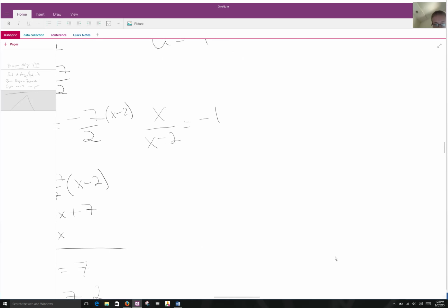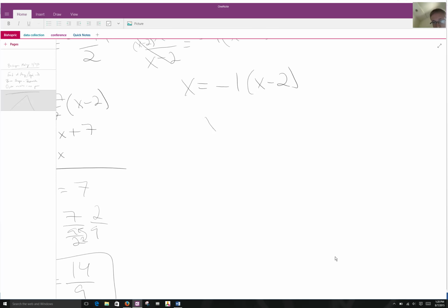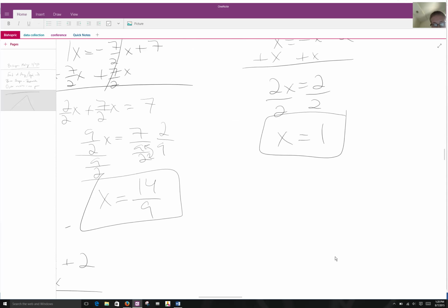And then we forgot about this guy up here. We're going to do the same thing, multiply both sides by the denominator. Okay, so x is equal to -1 times x minus 2. Distribute that through so that x equals -x plus 2. Simple distribution again. Add our x's to the other side. 2x equals 2. Divide the 2 over. X equals 1. Okay, so those are the two solutions to this quadratic equation.